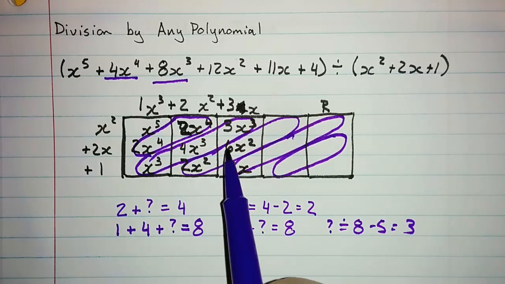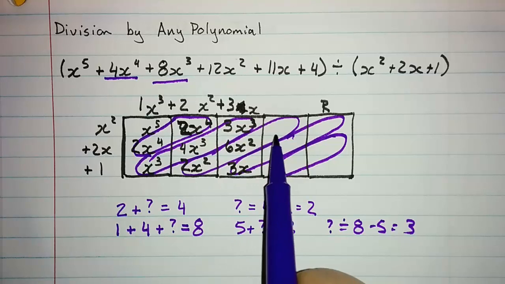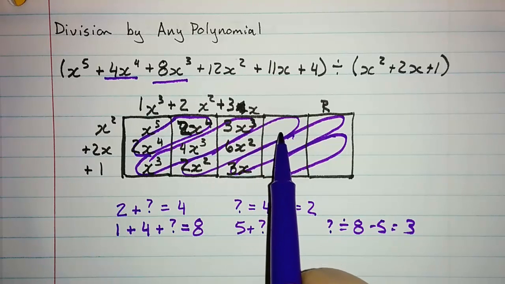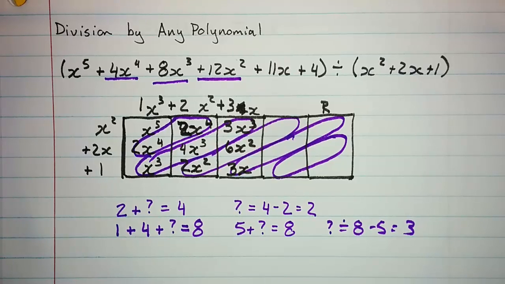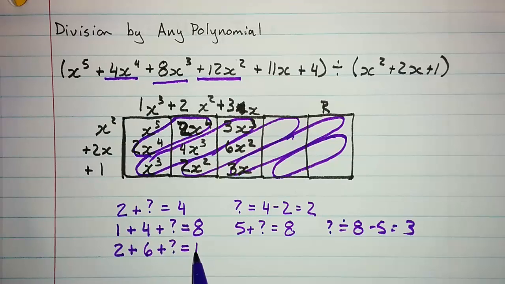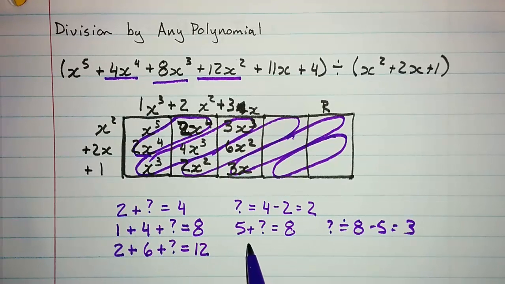And now again, looking at my x squared diagonal, I only have one empty box. I need to figure out what will give me 12x squared. 2 plus 6 plus some unknown coefficient will give me 12. 2 plus 6 is 8.